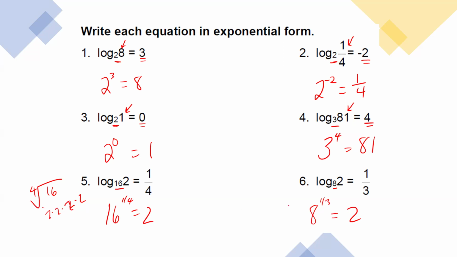Here we have 8 to the 1/3. So again, a fraction as a power means you're taking the root. So the cube root of 8, you're asking yourself, what number times itself 3 times makes 8? And that answer is 2, because 2 times 2 times 2 is 8. And that's why the answer is 2. Okay? Math patterns. Yay.